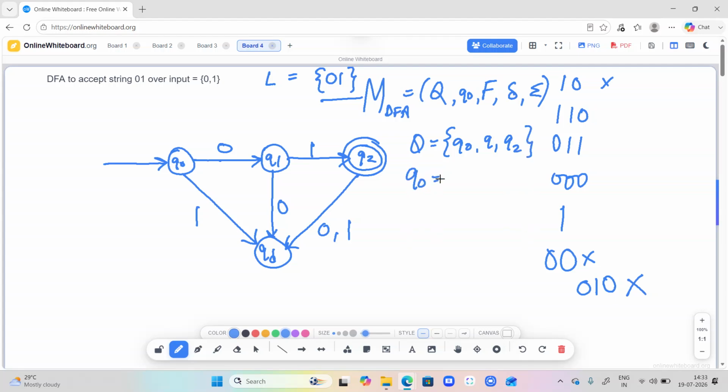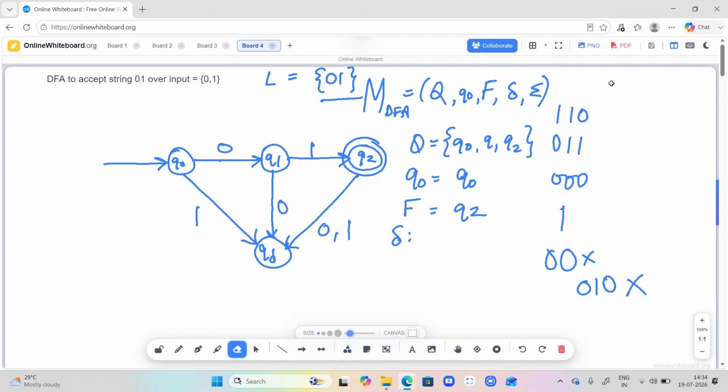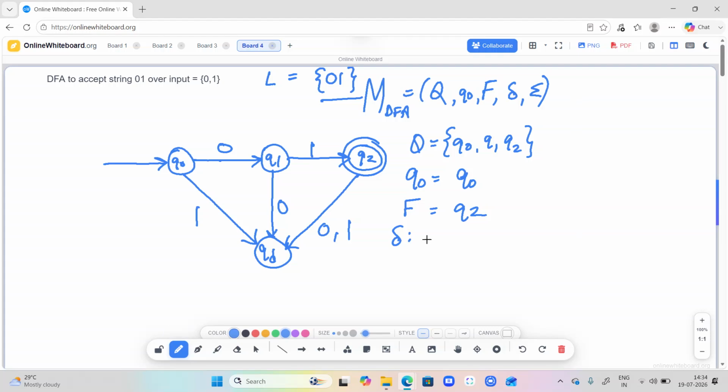Which is your initial state or starting state? It is Q0. Which is your final state? Q2. Delta is the transition function. Transition functions can be shown either using a transition table or using a transition diagram. I will be showing it using a transition table.